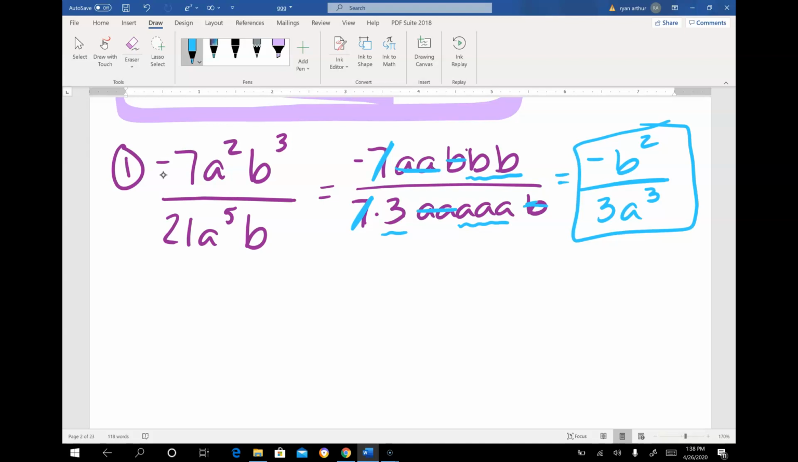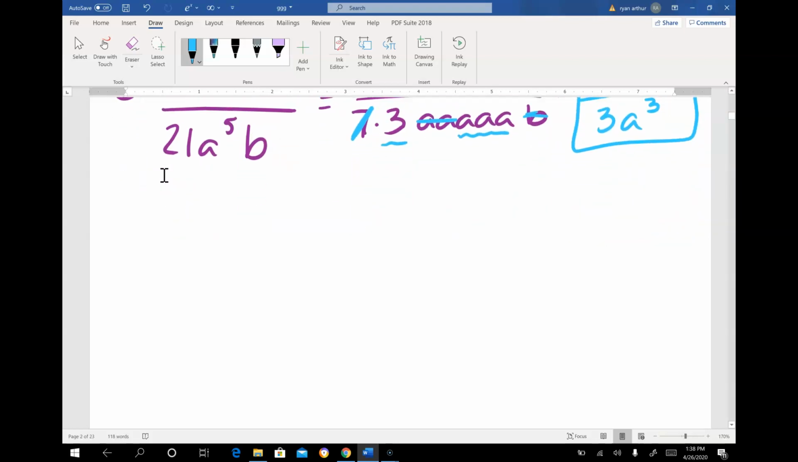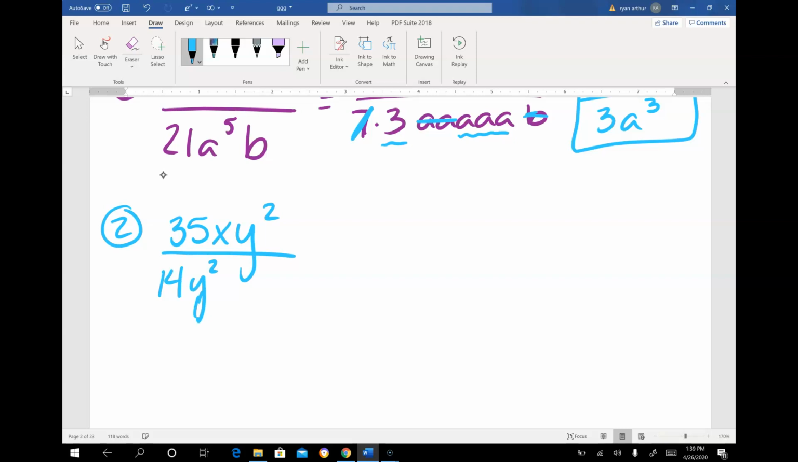Okay? All right. Next one is going to be number 2. It is going to be 35xy squared over 14y squared z. Okay, I put a line through my z so you know it's a z, not a 2.